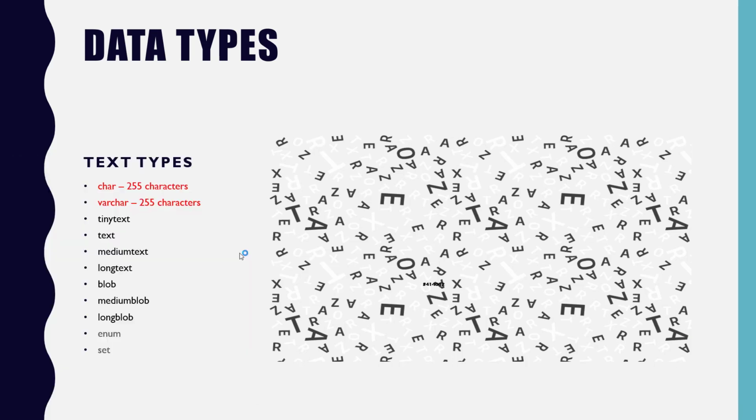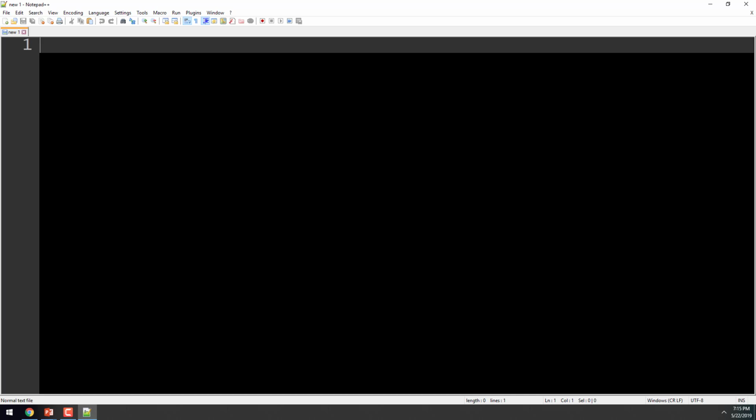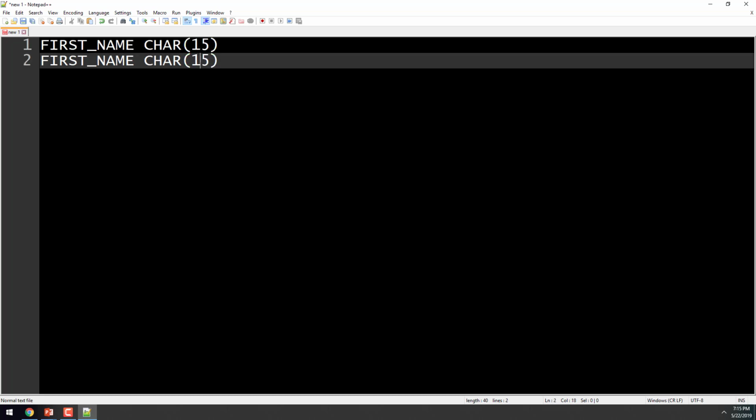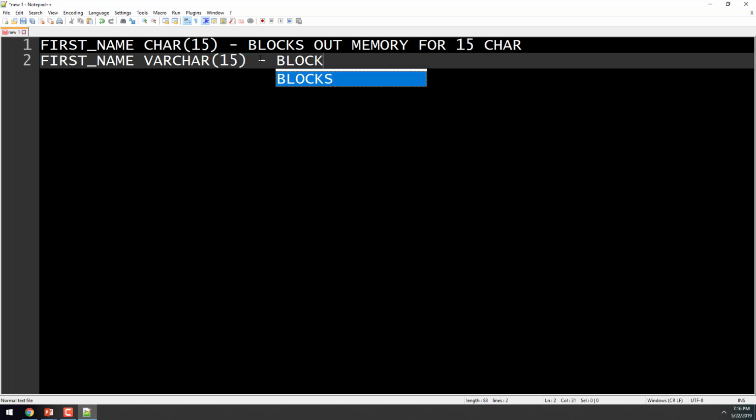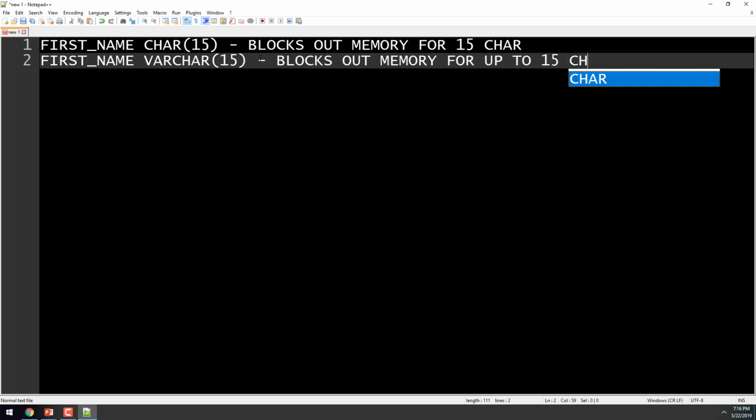Let's open up a notepad here. You guys see that okay? Yep. So you've seen that we had, like, in one of our tables, first name, and it was character 15, right? Okay, we could also do this, variable character 15. The first row blocks out memory for 15 characters, okay? This one blocks out memory for up to 15 characters.